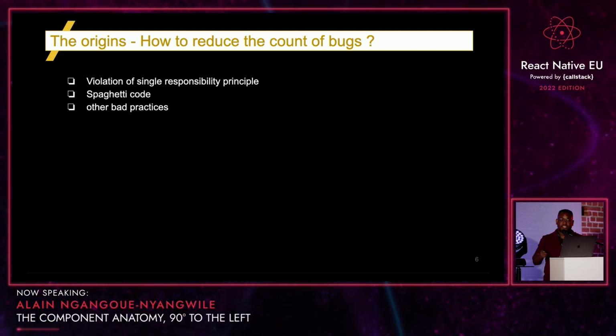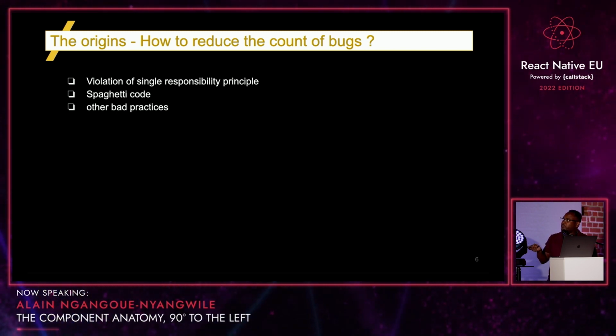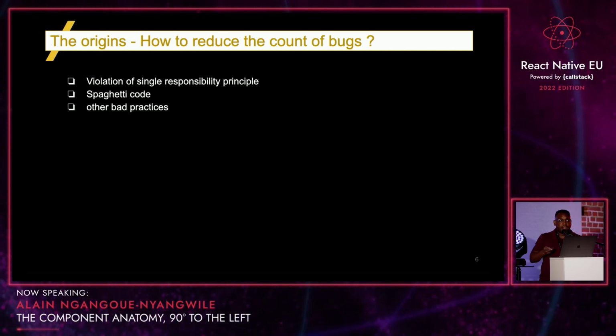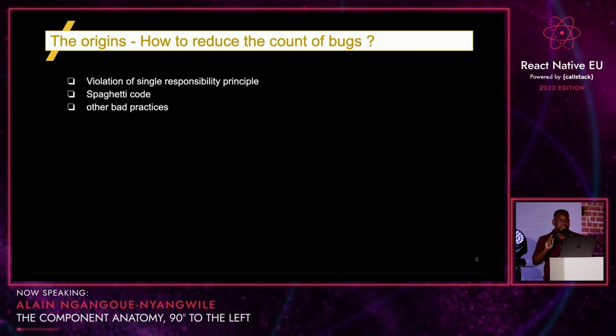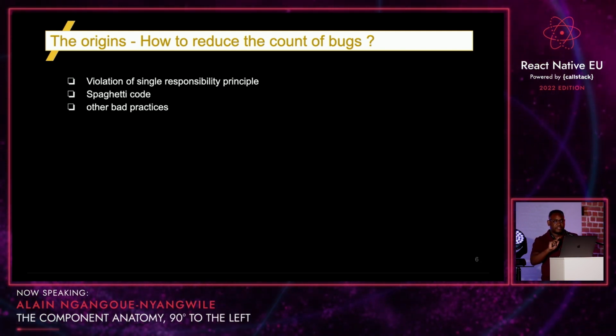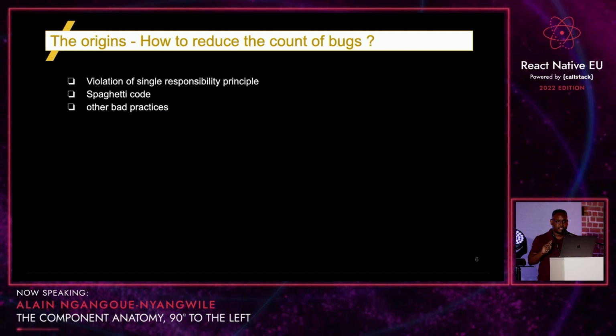So we have many things like this. We have many violations of the single responsibility principle. We have many pieces of spaghetti code. It's not that I hate spaghetti, right? It's just I don't want them in my code. Okay, it's all.